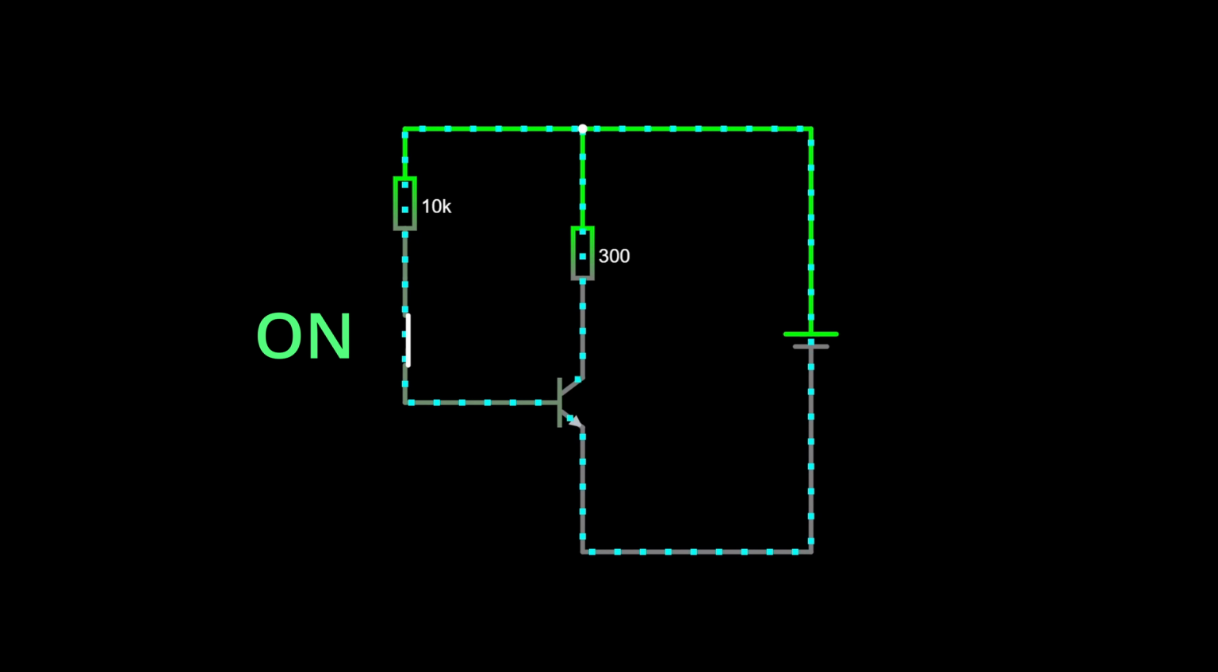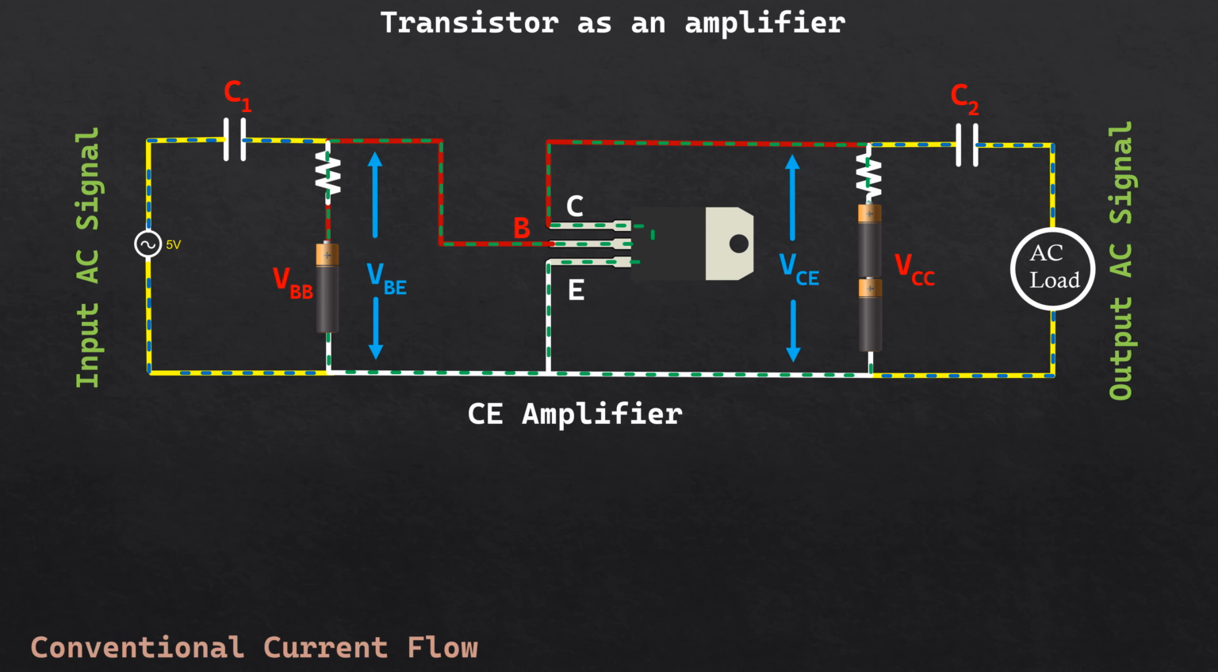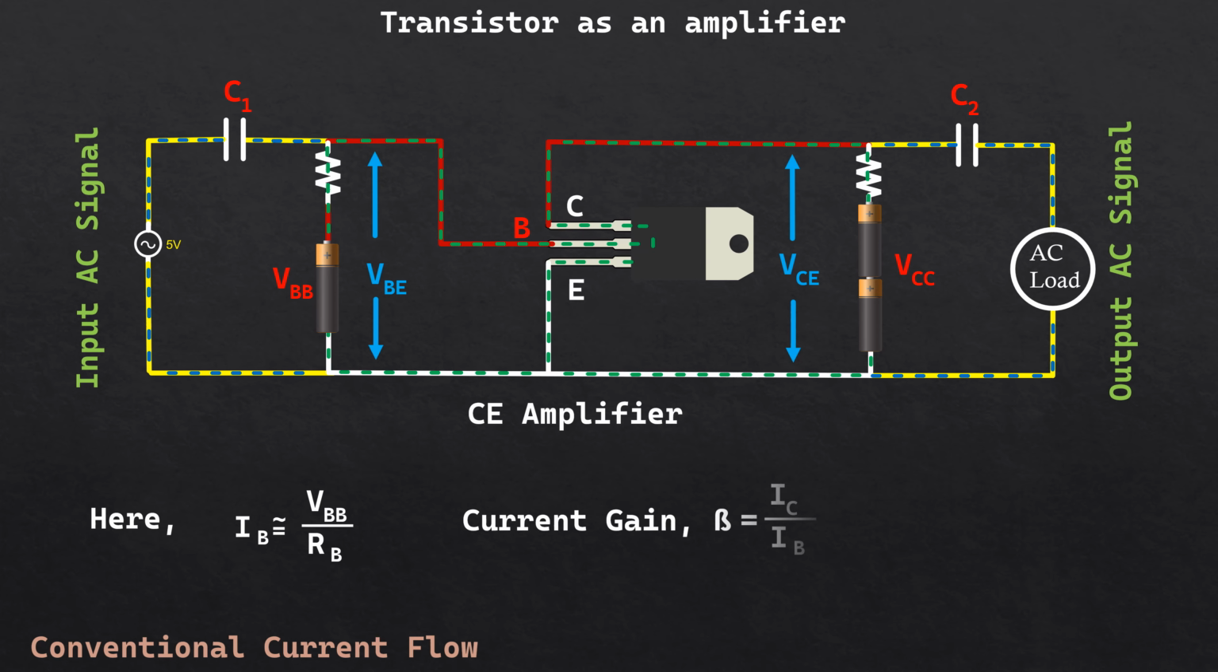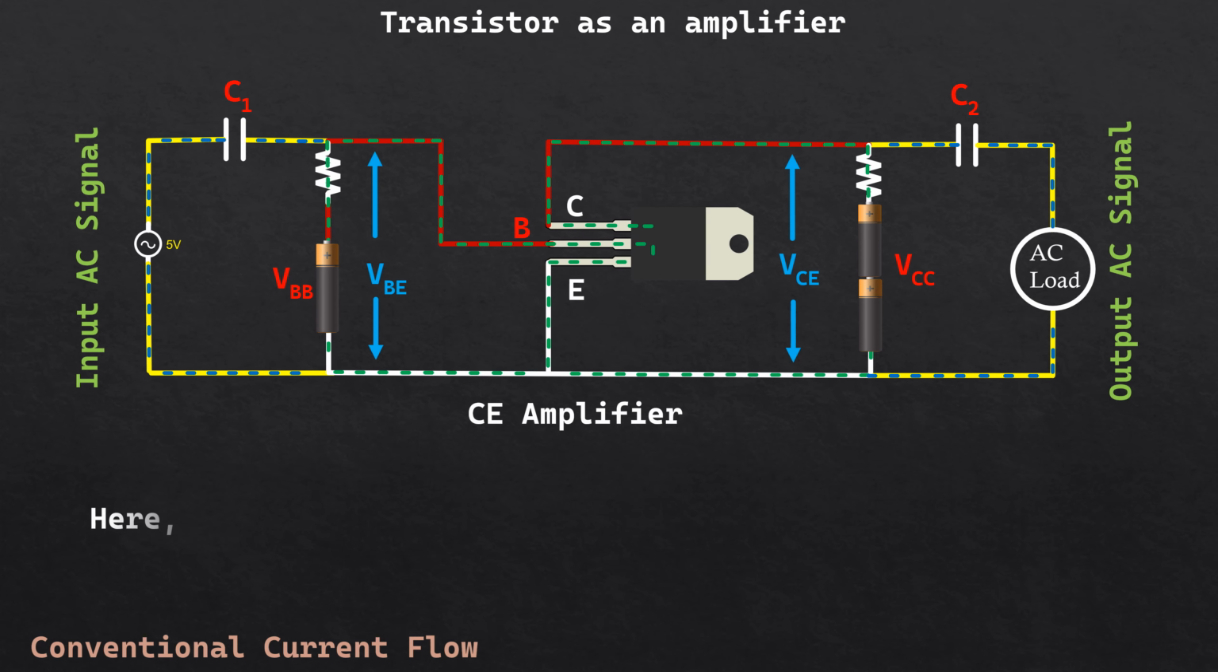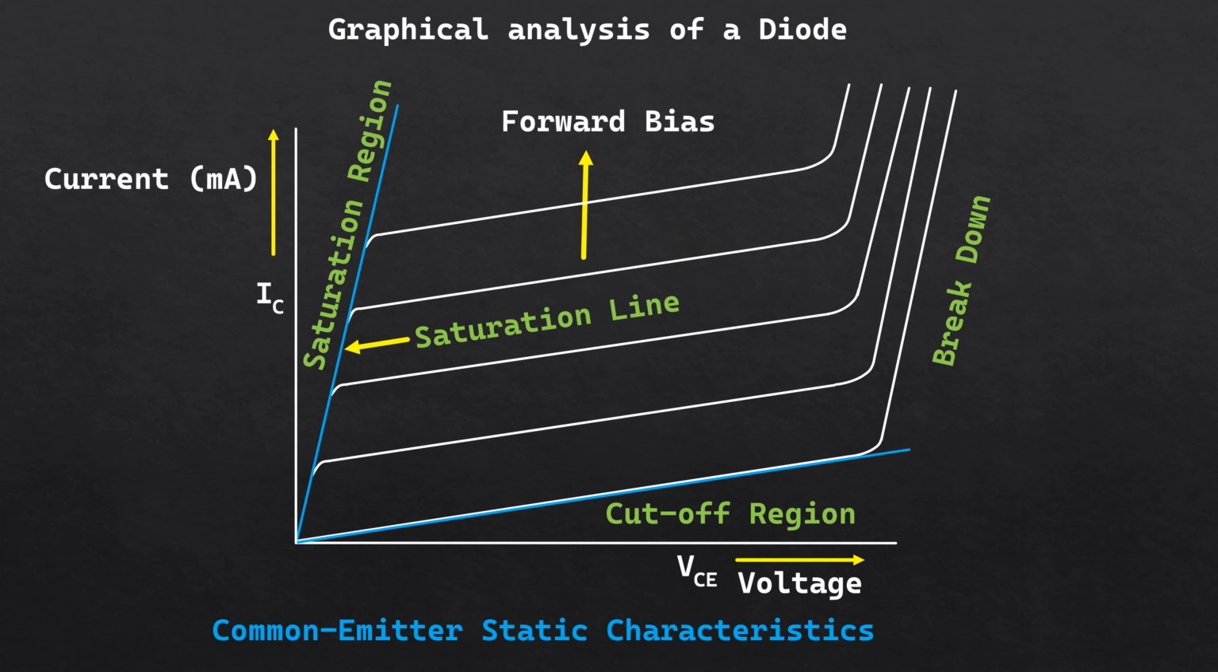With the help of such a switch, a given load can be turned on or off by a small control signal. If we input a signal to the base pin in a common emitter amplifier circuit, then we can amplify the input signal. We will discuss transistor amplification in another video. The characteristic curve of a transistor is like this.